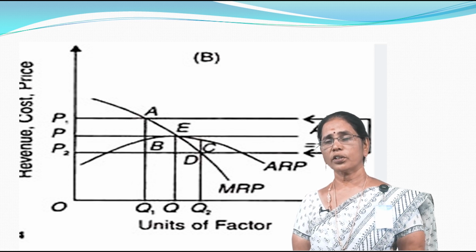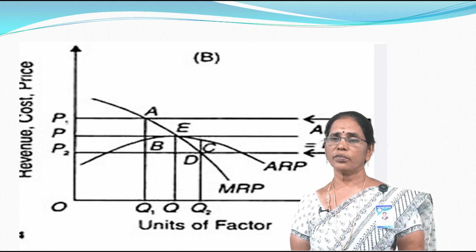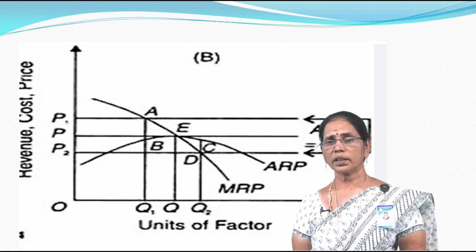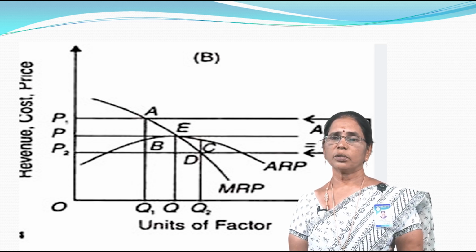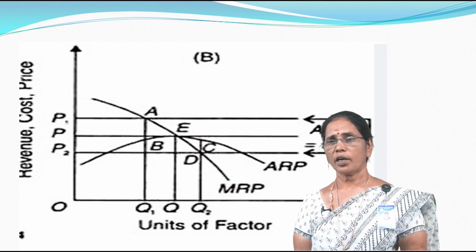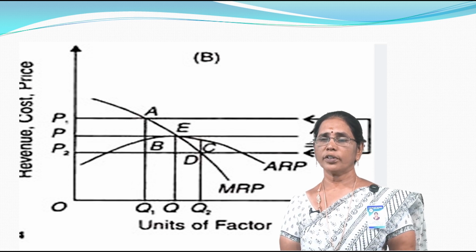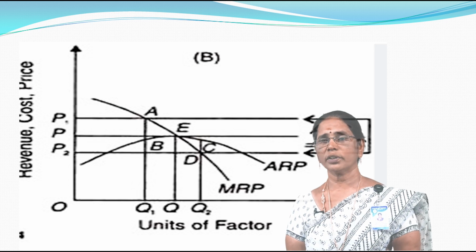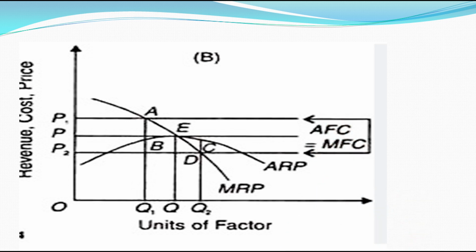Here we have to take marginal revenue of the product, average revenue of the product, units of factors on the x-axis, and revenue, cost, price on the y-axis. Here we have to take another two components, average fixed cost and marginal fixed cost. Here we have to compare the cost and the revenue. Here we have to see four equilibriums, A, B, C, D, and one more, E. Here the marginal productivity theory of distribution supports the equilibrium of A.